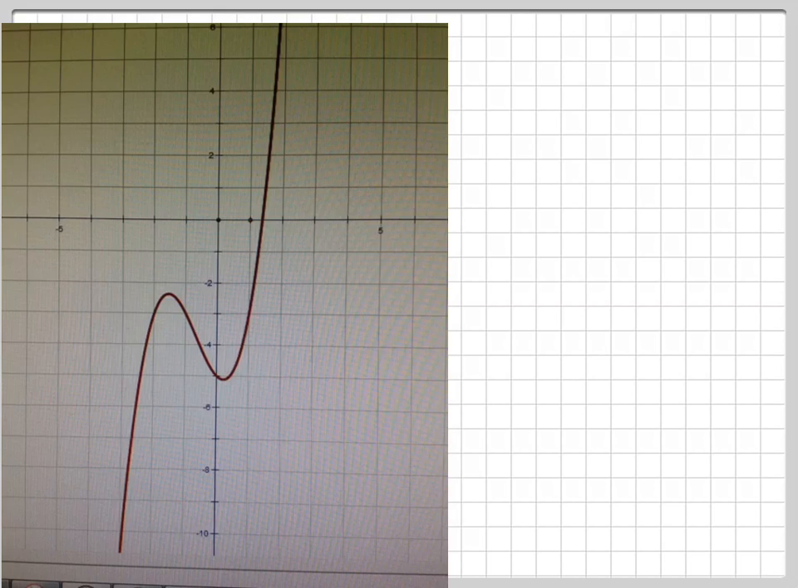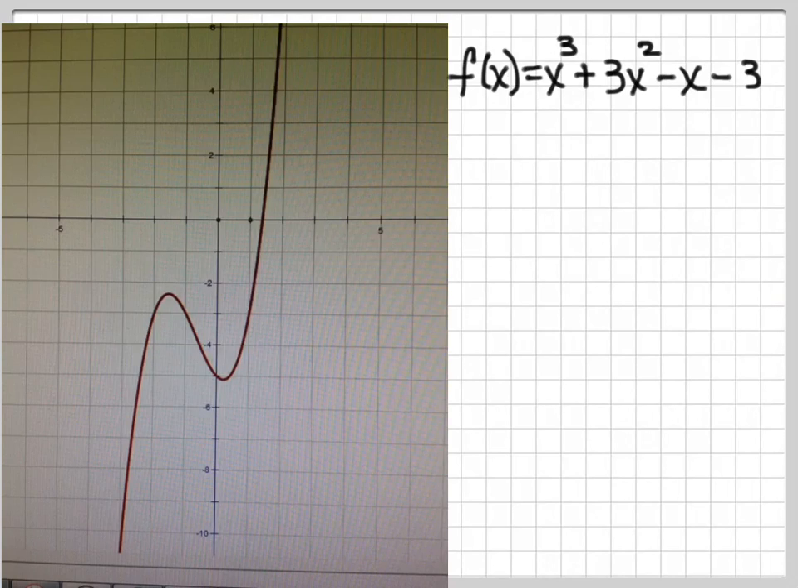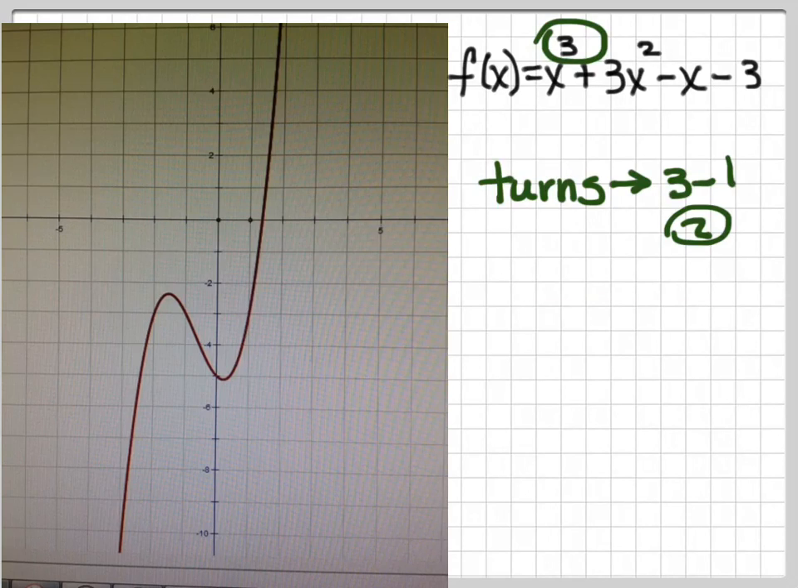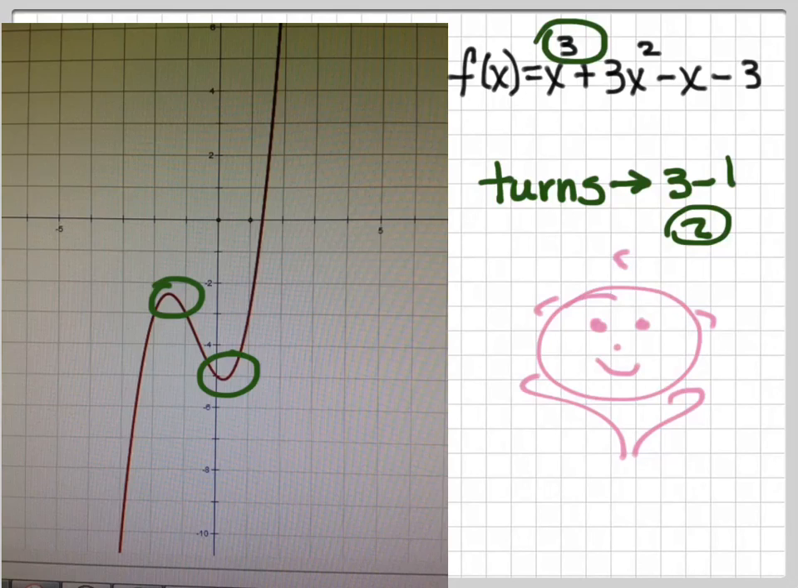Take a look at this one. We can tell a lot about this. This is f of x equals x cubed plus 3x squared minus x minus 3. And I can see that it is a 3rd degree polynomial. So the number of turns it has is 3 minus 1, which is 2. There you go. And that's all there is to this one.